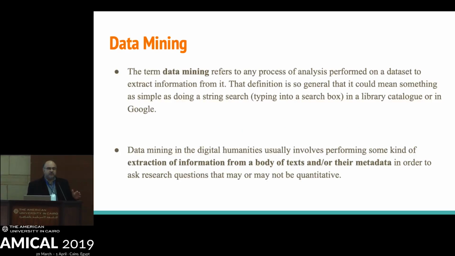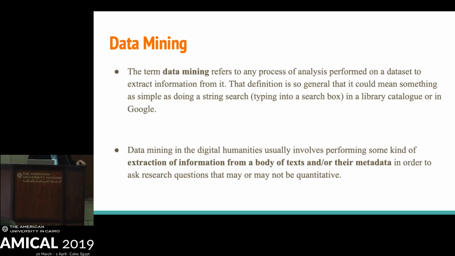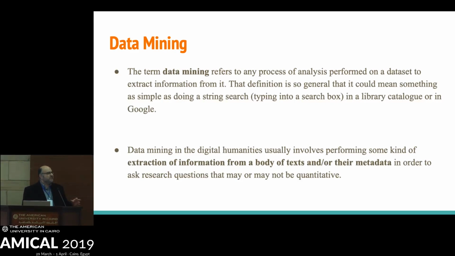Okay, so we'll start with a few terms. There's data mining. The term data mining refers to any process of analysis performed on a data set to extract information from it. This definition, of course, is very general. It could mean something as simple as doing a string search, typing into a search box, in a library catalog, or in Google. Usually, in the digital humanities, data mining means performing some kind of extraction of information from a body of texts or their metadata in order to ask research questions that may or may not be quantitative. Again, we're not doing this research for the sake of research. It's for the sake of bringing new analysis, and not just for the sake of using computational tools. We want to bring a new understanding, and that's the end goal of digital humanities.